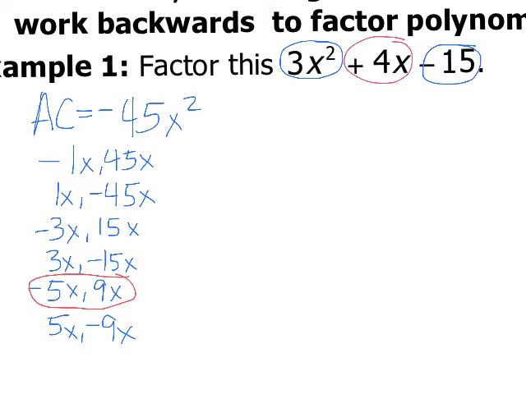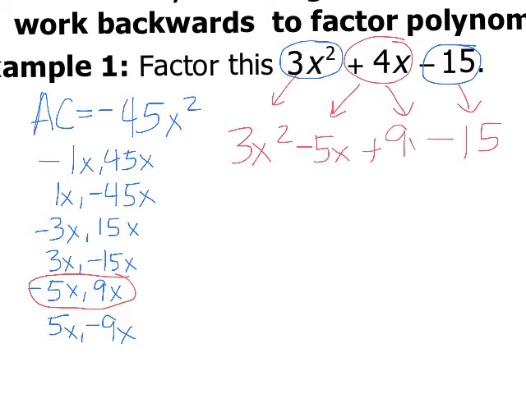Okay? So my 3x squared is going to come down. My minus 15 is going to come down. The only thing that's different is I'm breaking this 4x into the two terms that I just found. So 4x is now going to be negative 5x, minus 5x, and positive 9x, plus 9x.